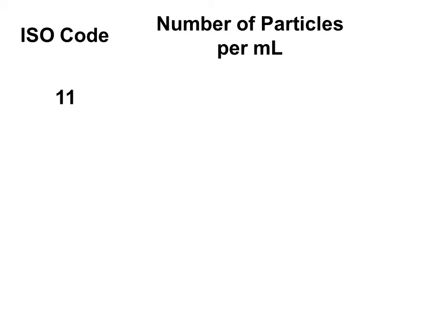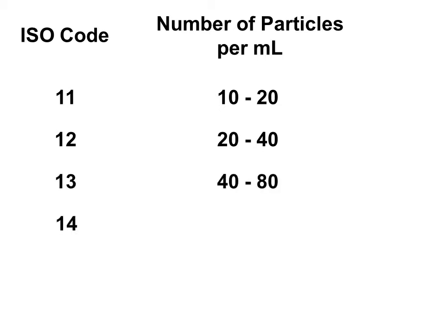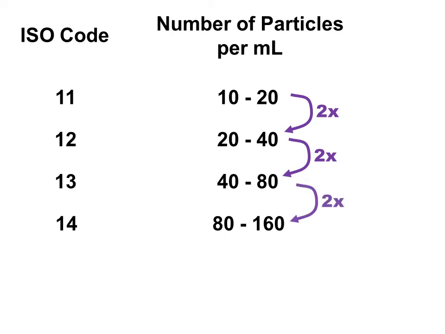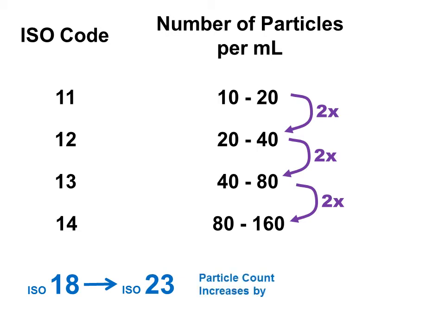So for an ISO code of an 11, that means that there's between 10 and 20 particles per milliliter of fluid. And for an ISO code of 12, this doubles to 20 to 40 particles per milliliter. And so this goes on for each step increase in ISO. So for small changes in the ISO number, you can actually get really big changes in the oil cleanliness. For instance, an increase in 5 ISO counts from 18 to 23 means that the particle count will increase by 2 to the power of 5, or 32 times.